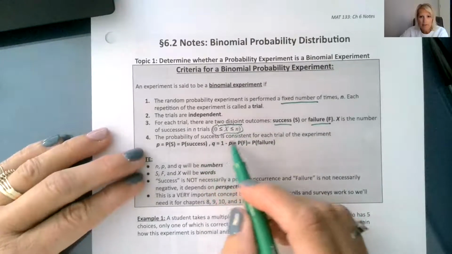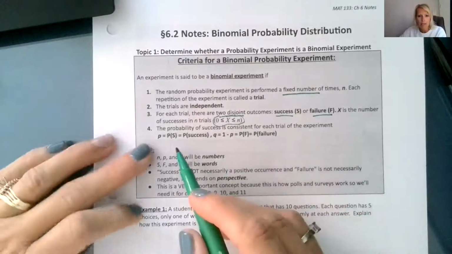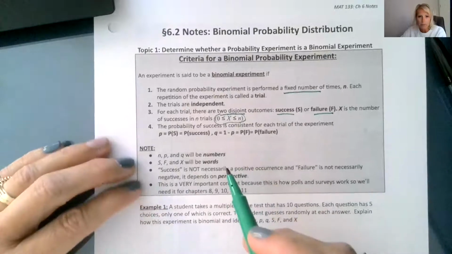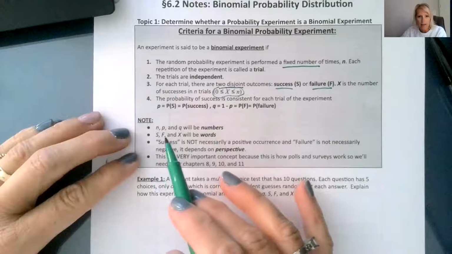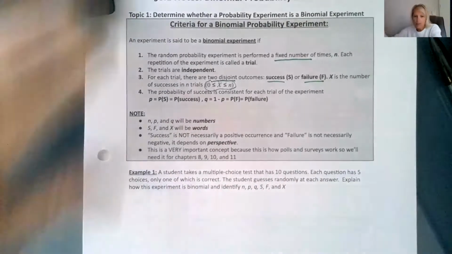The probability of success is consistent for each trial of the experiment. P is the probability of success and Q is the complement, or 1 minus P. N, P, and Q should be given in numbers, and S, F, and X will be given in words. So let's go ahead and look at examples.